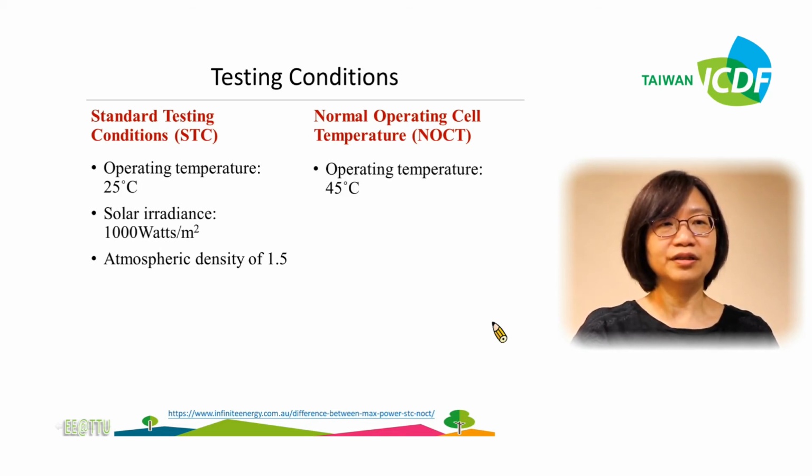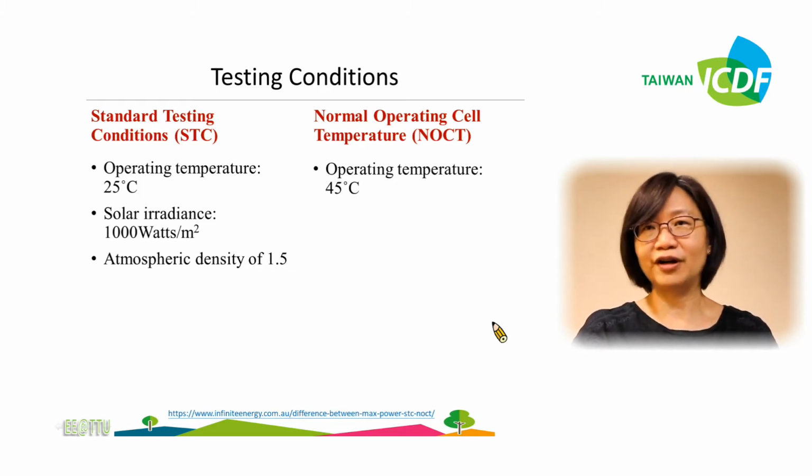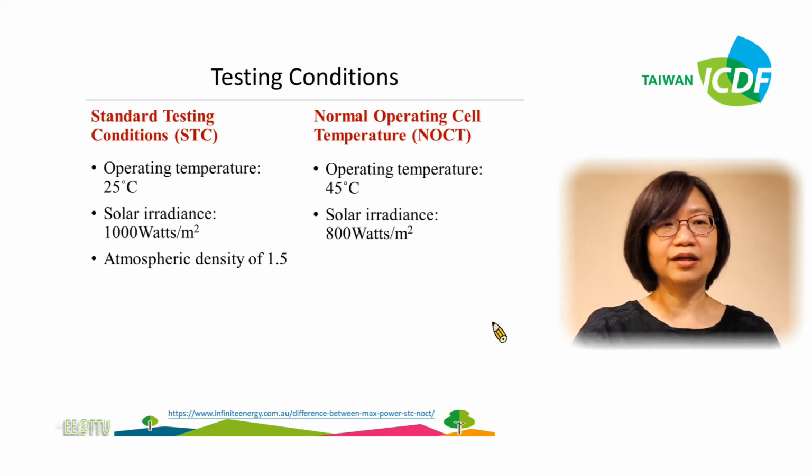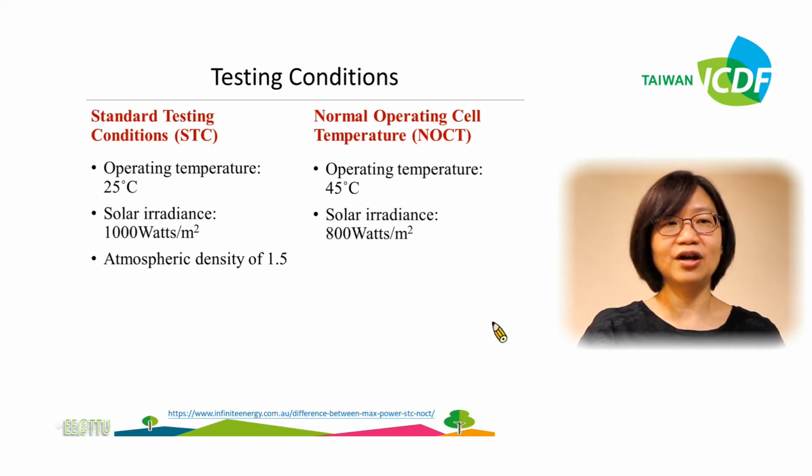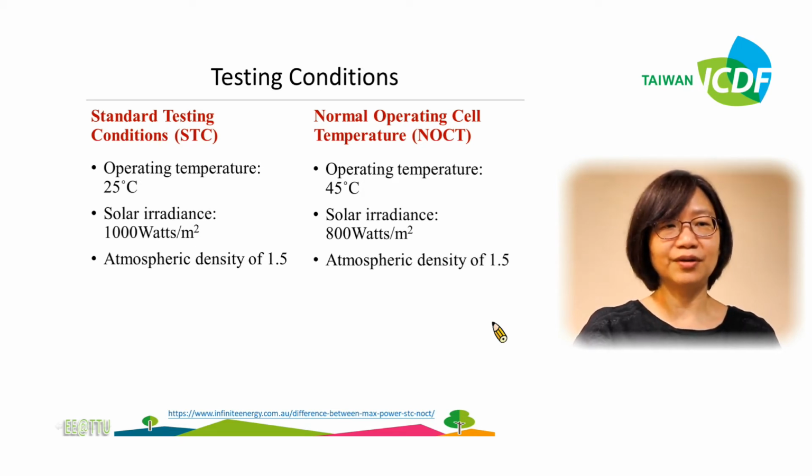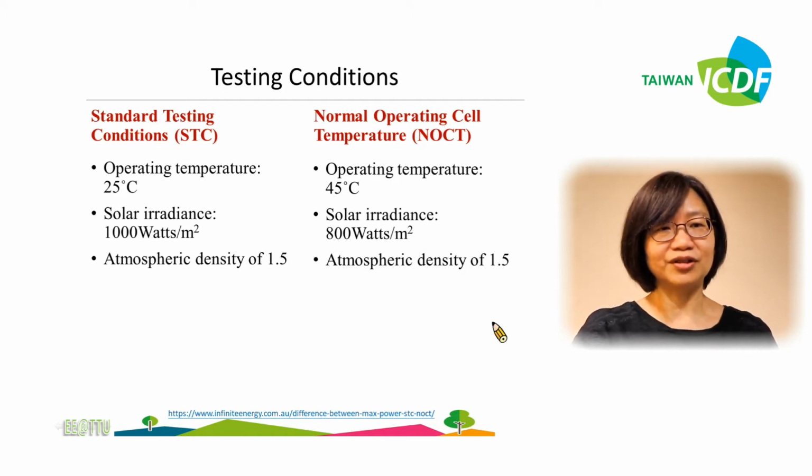the operating temperature is high. It can be as high as 45 degrees Celsius. And if you consider the cloud and wind, the solar irradiance may be degraded. So the normal operating cell temperature testing condition is defined as 800 watts per square meter, with the same air mass of 1.5.